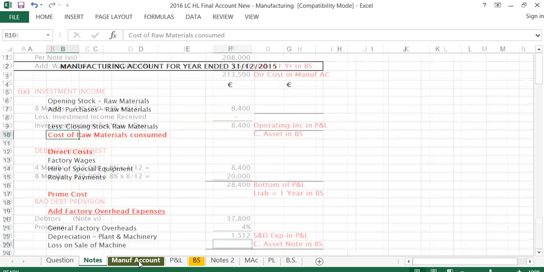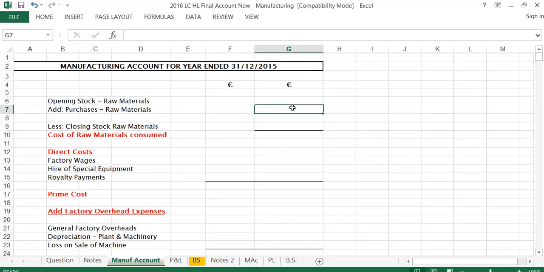Now we have to do the accounts. So the first account we're going to do is the manufacturing account. The first thing that will go in the manufacturing account is the opening stock of raw materials, and that's coming directly from the trial balance, which is 46,500.